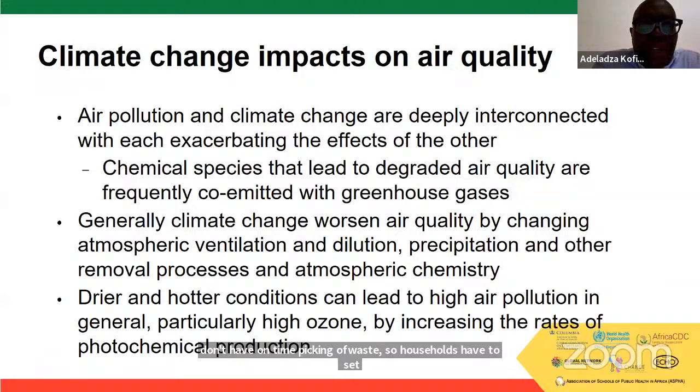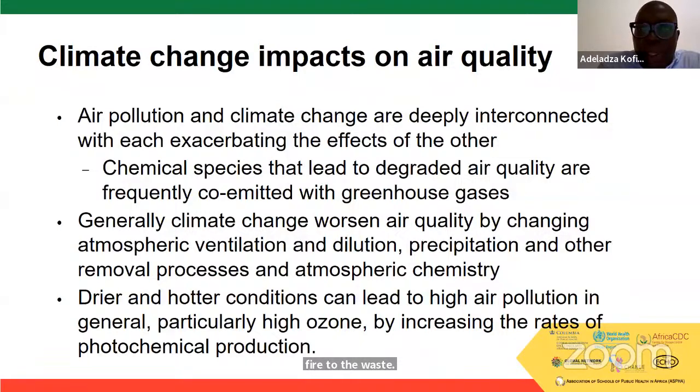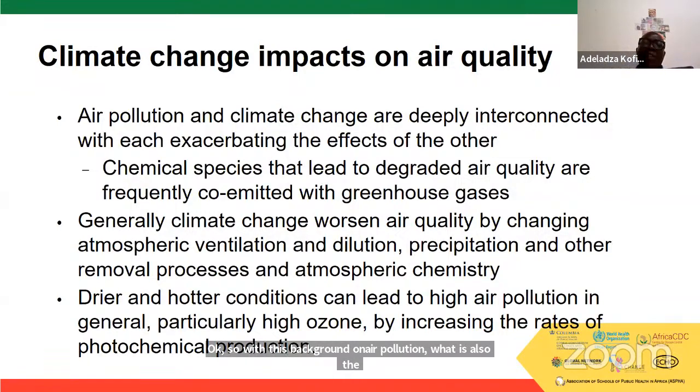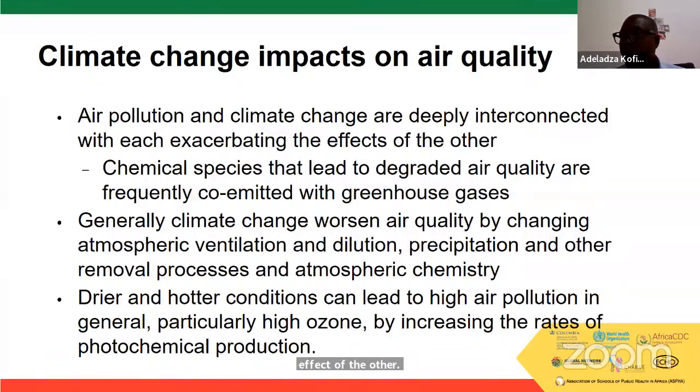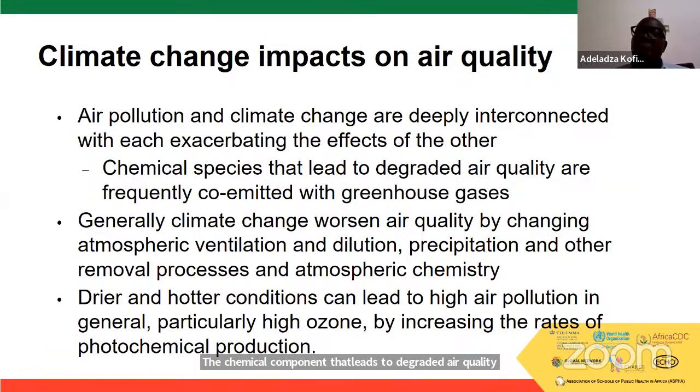Okay, so with this background on air pollution, what is the climate change impact on air quality? Air pollution and climate change are two sides of the same coin. They are deeply interconnected, with each exacerbating the effect of the other. The chemical constituents that lead to degraded air quality are usually co-emitted with greenhouse gases. For example, PM2.5: when you burn charcoal and wood in your household, you are not only releasing PM2.5, you are also releasing black carbon. And black carbon is a short-lived climate pollutant.